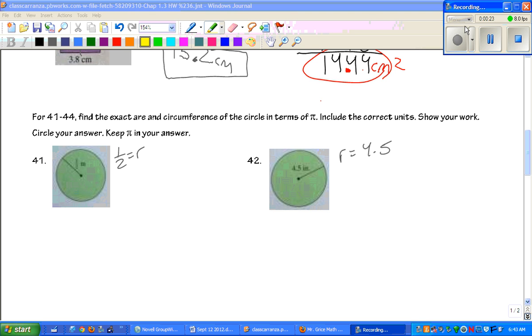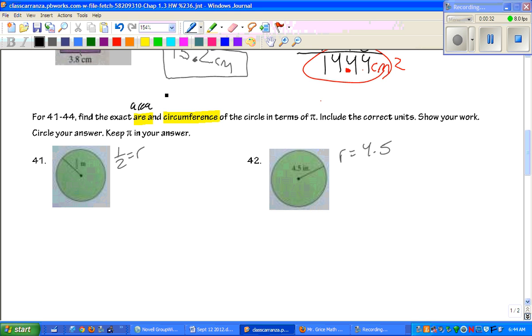So for the first couple problems, you had to find the area and circumference, and that should have said area. Make sure to show your work and circle your answers and to keep pi in your answers. Now, to do these, we need our two formulas, the circumference and area. So circumference equals 2 pi r, and area equals pi r squared.